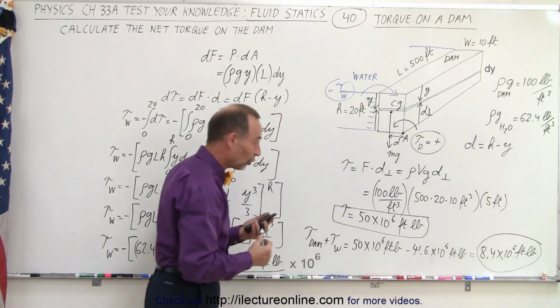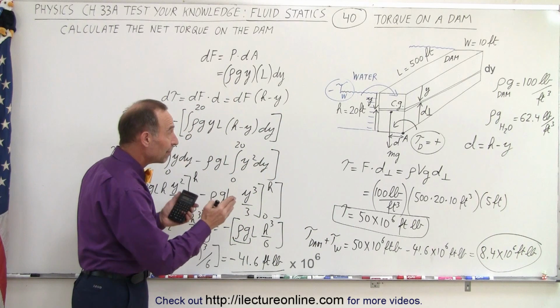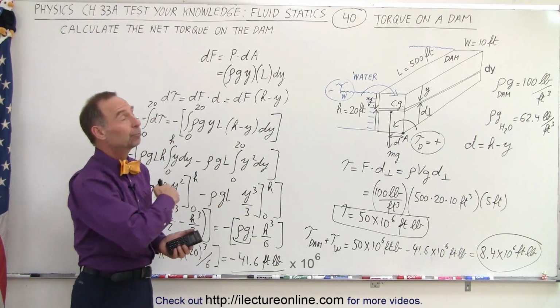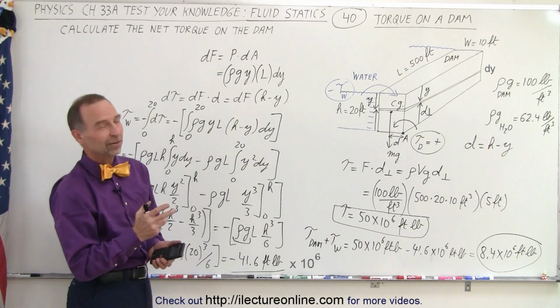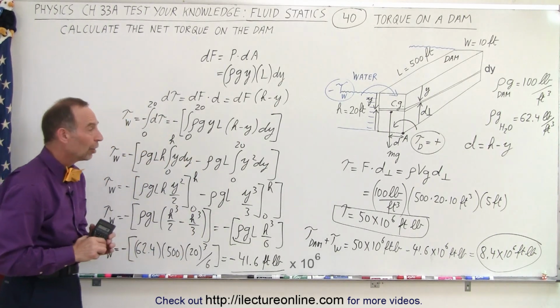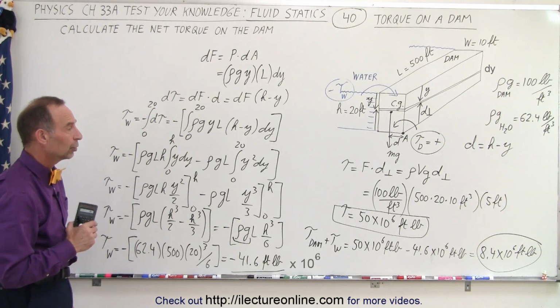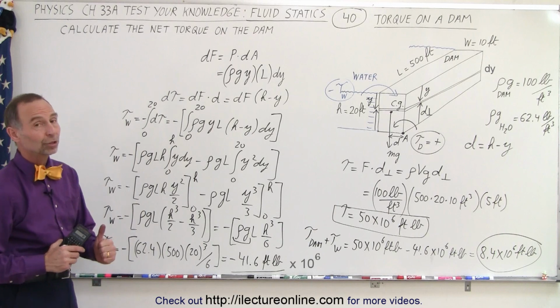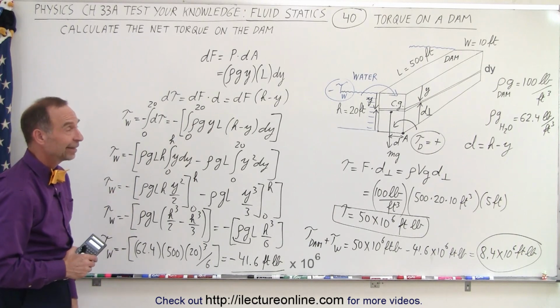And notice, since the torque on the dam because of the concrete is larger than the torque of the water, the water will not push over the dam. Although I don't like the design, theoretically the dam should be able to withstand the total torque by the water, since it's bigger than the torque caused by the water. So we're good in this case, and that is how it's done.